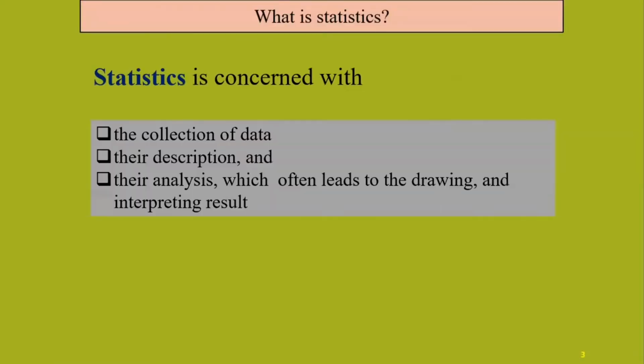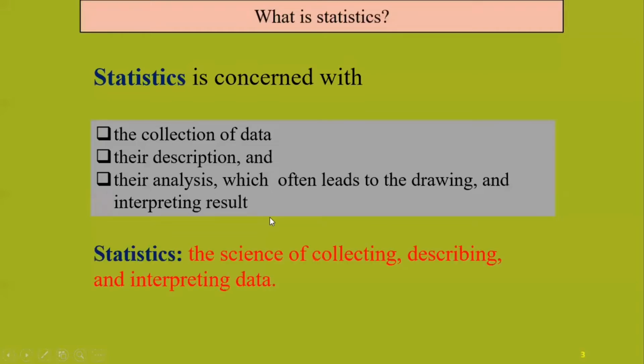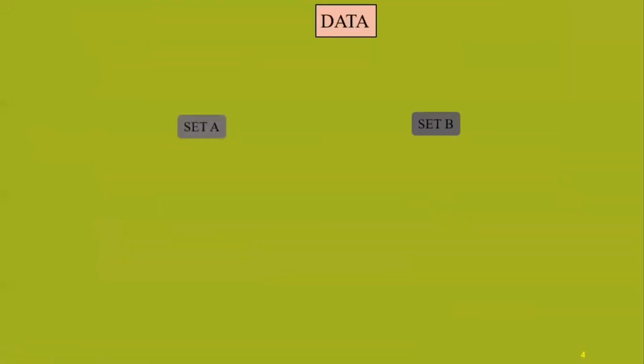Statistics is concerned with collection of data, the description of the data, and then analyzing the data, which often leads to drawing and interpreting the result, conclusion of the result. We can also say that statistics is the science of collecting, describing, and interpreting data. Now, the data is of two types. Let us understand with the help of examples.